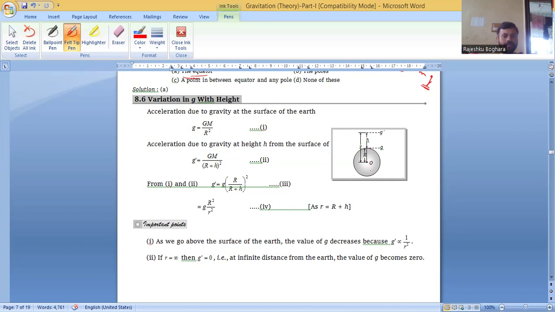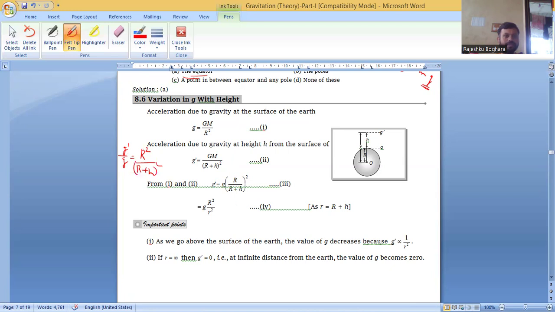The distance from the center of the earth is r, where r equals R plus h. So g dash equals GM upon (R plus h) squared, equation 2. Now take the ratio g dash by g. GM cancels. Then g dash by g is equal to R squared upon (R plus h) squared.